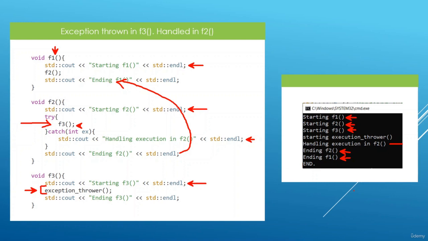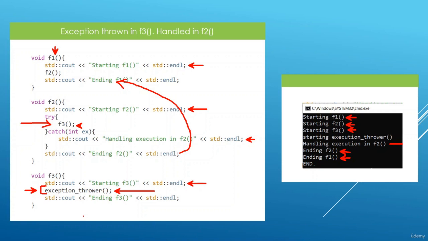Hopefully you can see that the further away you handle the exception from the point where it was thrown, the damage is going to get bigger to your program. You are going to get more functions that don't end properly. For example, here F3 didn't end properly. You see that we are not ending F3. So whatever was after the thrown exception here is not going to run.